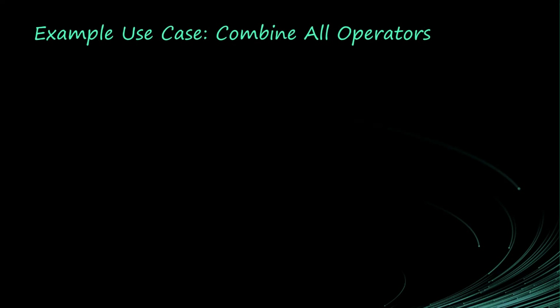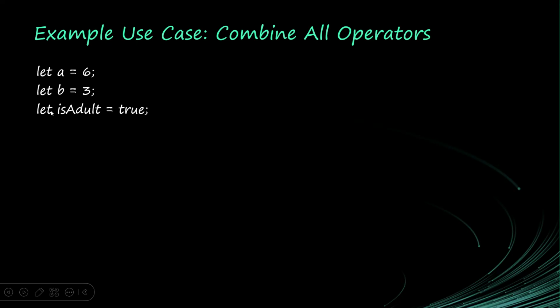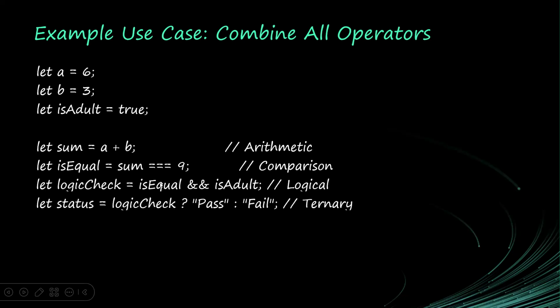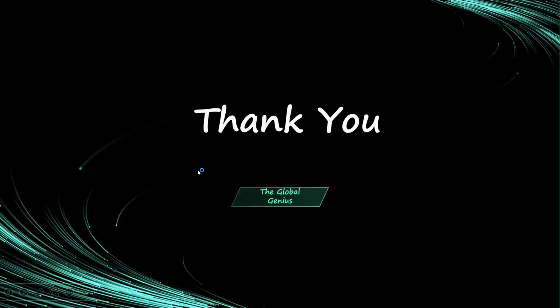So let's see an example where we combine all the operators. We have these variables A and B, and we have another variable isAdult, true. So we say let sum equal A plus B, which is an arithmetic operation. Sum equal to 9 is a comparison operator. We want to now check isEqual and isAdult, which is logical. So we are using the AND logical operator here. isEqual is a Boolean expression, isAdult is a Boolean expression. So here we are using the ternary operator, but don't worry, we'll talk about it after when we talk about if-else statements.